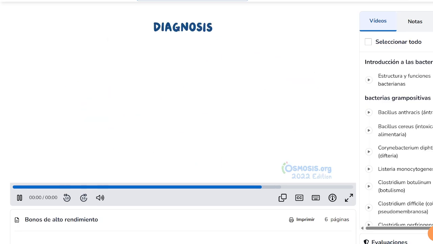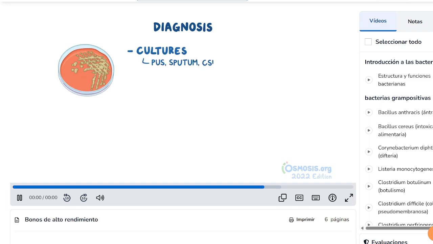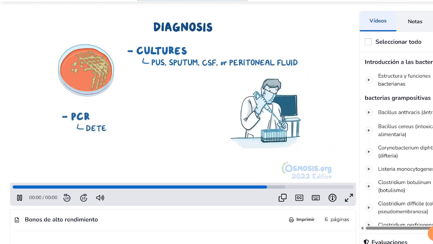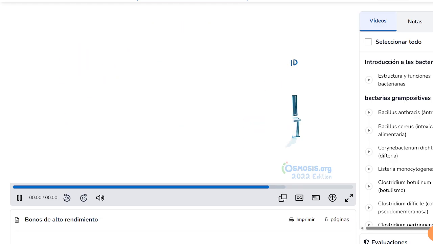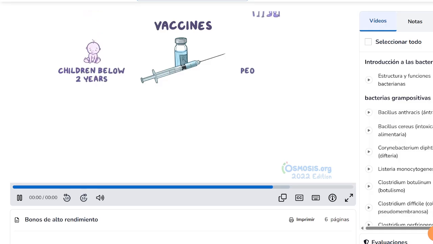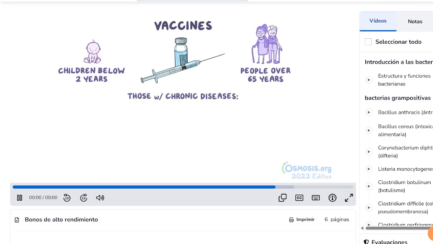Diagnosing a strep pneumoniae infection relies on cultures from biological samples like pus, sputum, cerebrospinal fluid, or peritoneal fluid. Alternatively, PCR can be done to detect strep pneumoniae DNA. Individuals at risk of strep pneumoniae infection should get vaccinated. This includes young children below 2 years, as well as people over 65 years old. Other risk groups include those with chronic diseases, such as diabetes, HIV, cancer, and most importantly, those with sickle cell disease and those with functional asplenia.